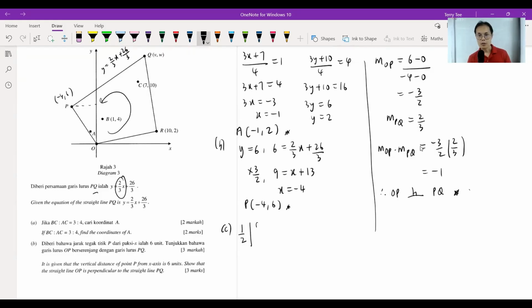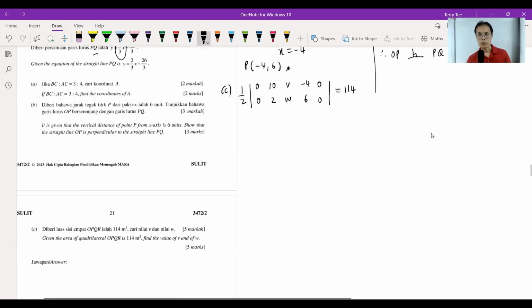O is 0, 0. R is 10, 2. Q is V, W. And P is -6, -4. Repeat the first point. This luas is 114. Okay, 114. Now, let's count. This one, remember, you got to multiply downwards minus multiply upwards. Like a shoestring, tali kasut.